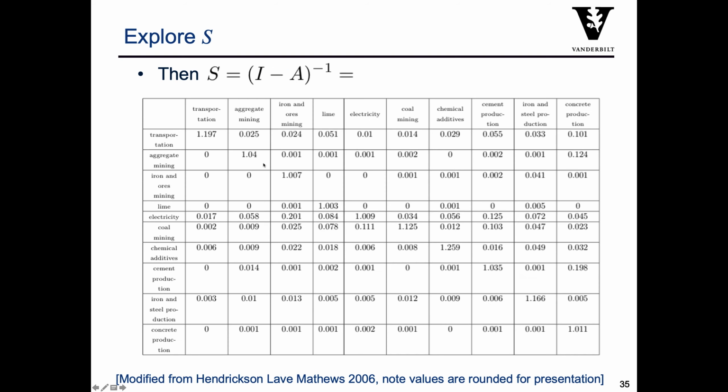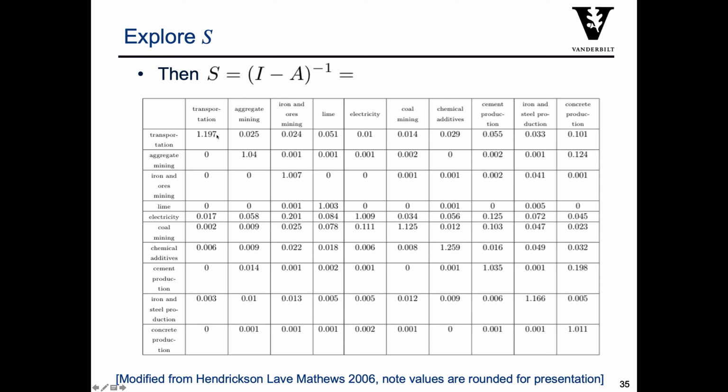Okay, so we're given the A matrix. We know what our final demand is. We can calculate this matrix S, which is really the intensity matrix, by taking the identity matrix, subtracting the matrix A that we had on the previous slide, and then computing the inverse in Python. And this is what the matrix S gives us. What does it tell us? Well, as I indicated before, this column tells us the total amount of economic activity required for $1 of spending in the transportation sector.